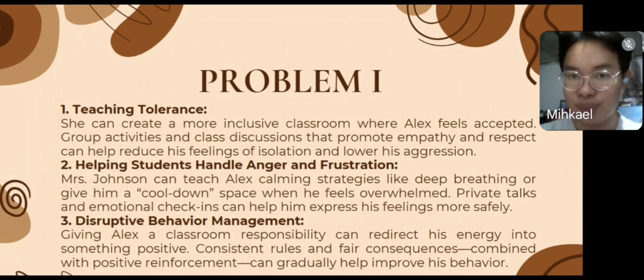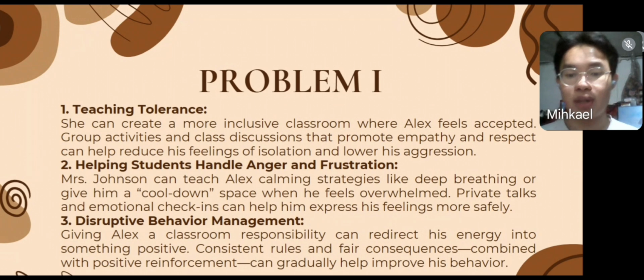and lower his aggression. According to the helping students handle anger and frustration technique, Ms. Johnson can teach Alex calming strategies like deep breathing or give him a cool-down space. When he feels overwhelmed, private talks and emotional check-ins can help him express his feelings more safely. And according to the disruptive behavior management technique, giving Alex a classroom responsibility can redirect his energy into something positive. Consistent rules and fair consequences combined with positive reinforcement can gradually help improve his behavior.